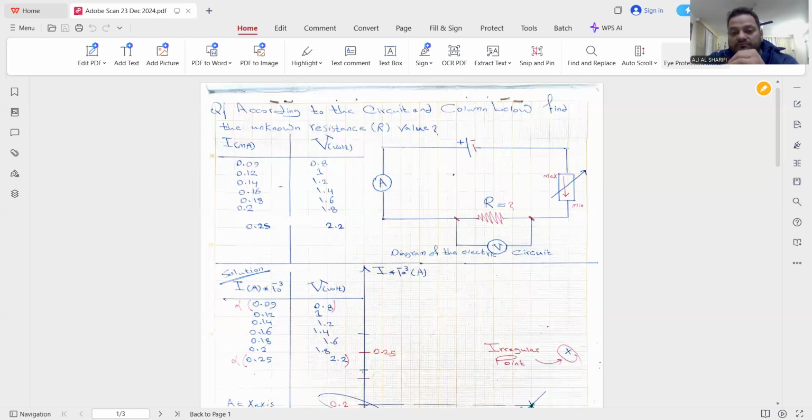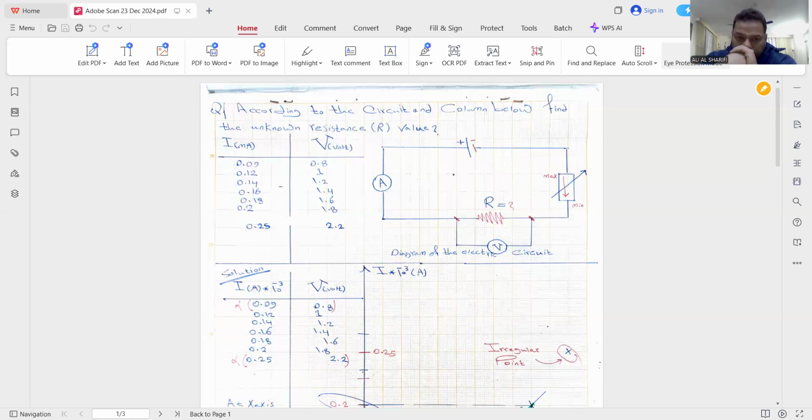I'm talking about the current and the potential difference, because I have an ammeter to measure the current, like I said before, and a voltmeter to measure the potential difference. But here, according to Ohm's law, when I want to calculate this unknown resistance, I will use the voltmeter to measure the potential difference, not across all the circuit, but across this resistance, okay?